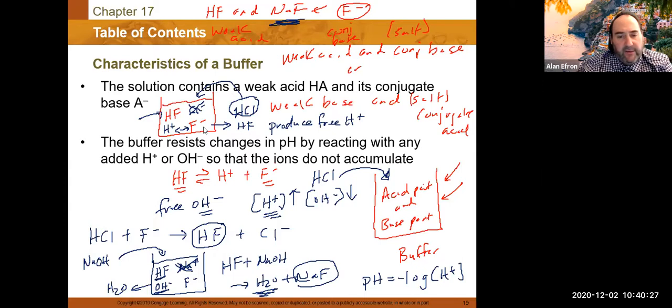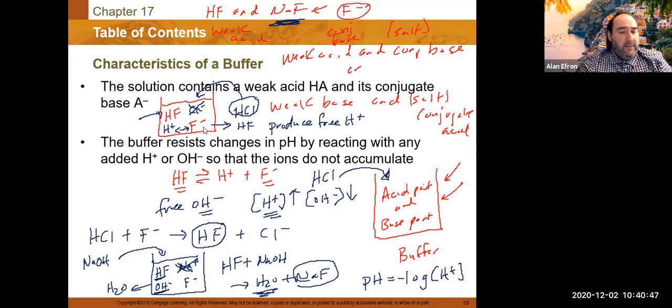And that's what allows a buffer to prevent the formation of free H plus or OH minus. Ultimately, what all that does is it maintains the H plus concentration in that solution where it started. And because that really doesn't move all that much, the pH of that solution is able to basically maintain.